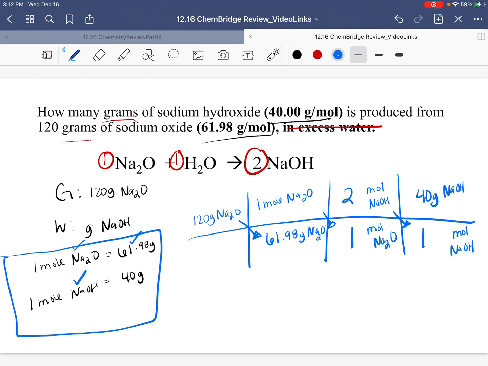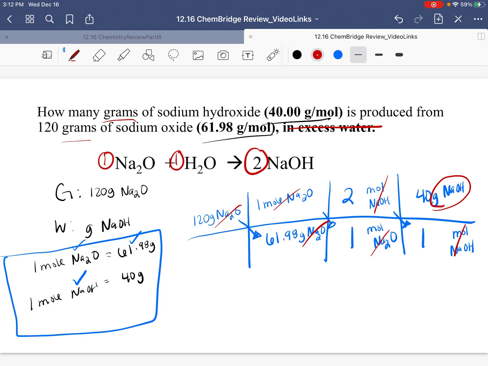So all I have to do is double check my work with my units. Grams of sodium oxide cancel out grams of sodium oxide. Moles of sodium oxide cancel out moles of sodium oxide. Moles of sodium hydroxide cancel out moles of sodium hydroxide. And I'm left with grams of sodium hydroxide. Yes, my setup is good. So after this, all you have to do is solve.